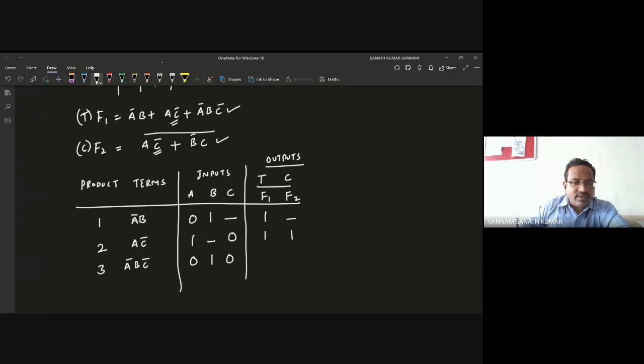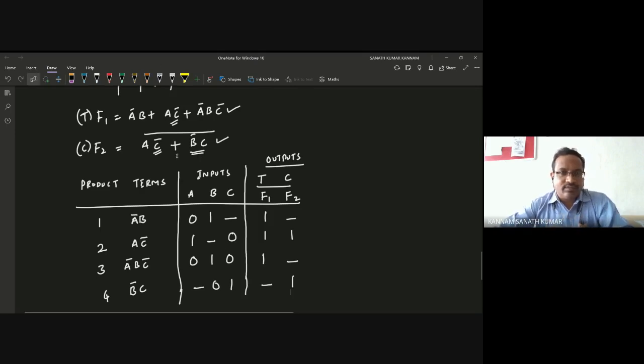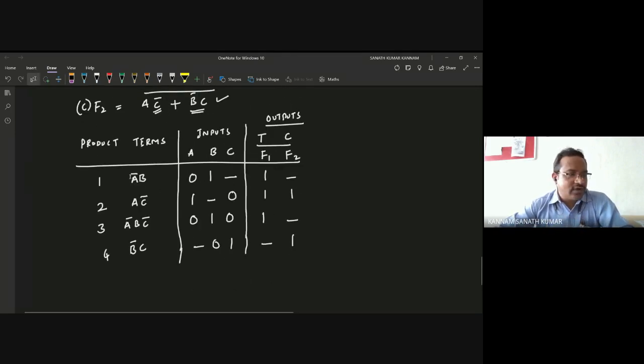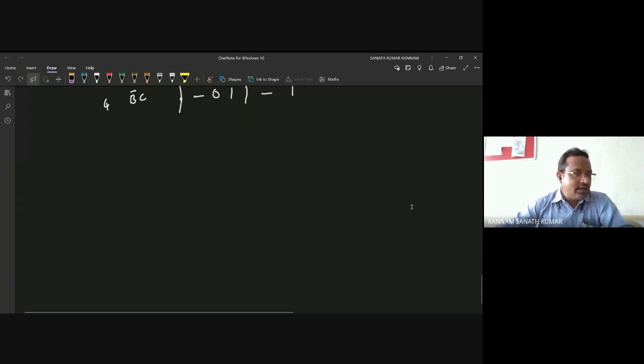So A bar B C bar is there in the true function, so you can write it as 1, and it is not there in the complemented function. That's why you can keep it as dash. And coming to B bar C, this is dash 0 1. This B bar C is there in which function? Complemented function. So that means you can write this as 1. Now you got the product terms. By seeing the product terms, you can draw the PLA diagram.